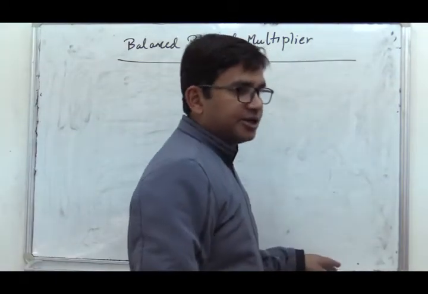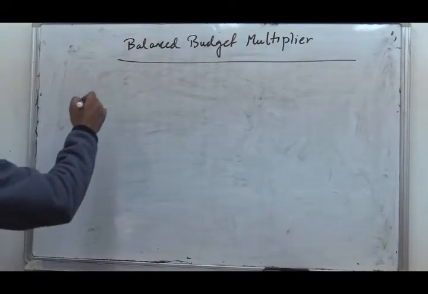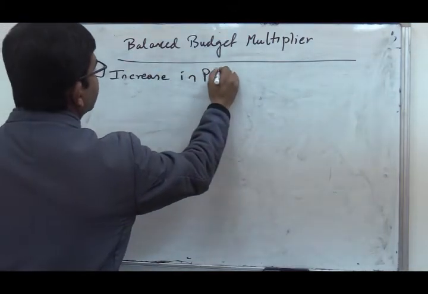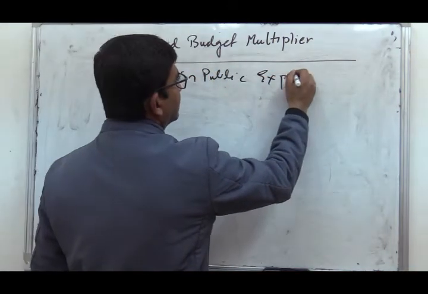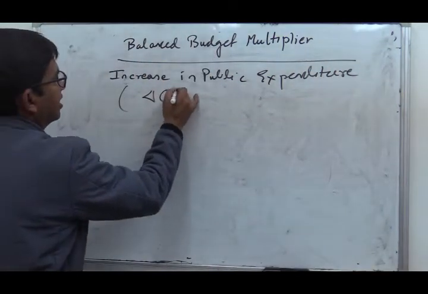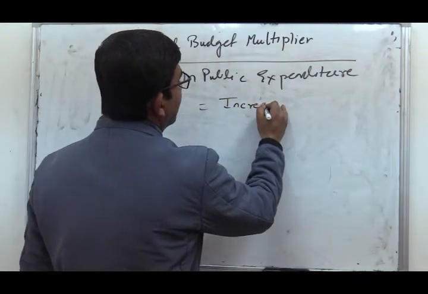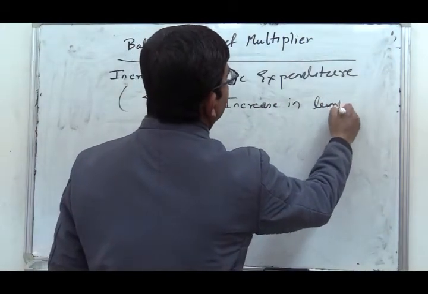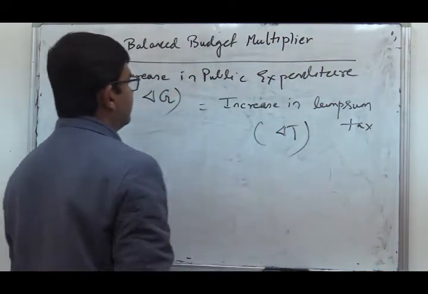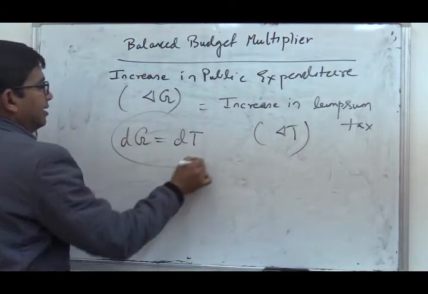This time we will consider the balanced budget multiplier. The main essence of the balanced budget multiplier is that an increase in public expenditure, that means dG, will be financed by an increase in lump sum tax, that means dG. So in other words, we can write dG equals dT.